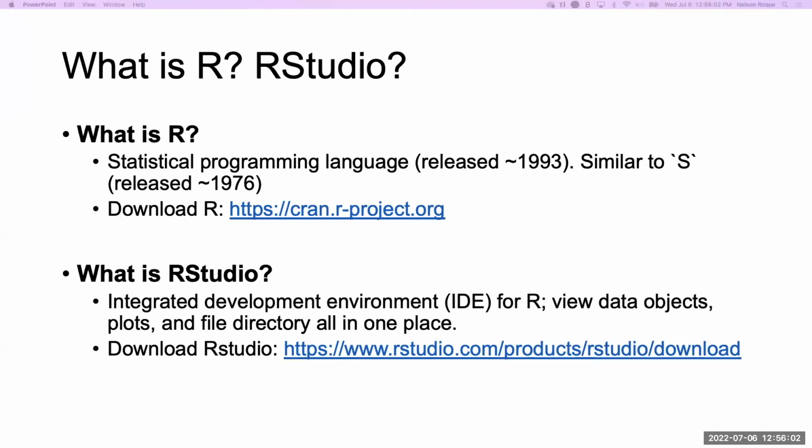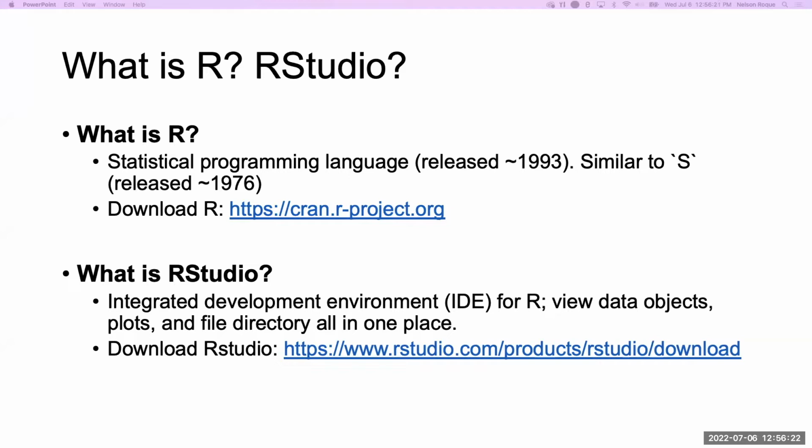So R is a statistical programming language released in 1993. It's actually similar to S, which is just funny how R came after S, but S was released in 1976. And so there's the link to download R. We'll go into all the syntax specifics in just a bit.